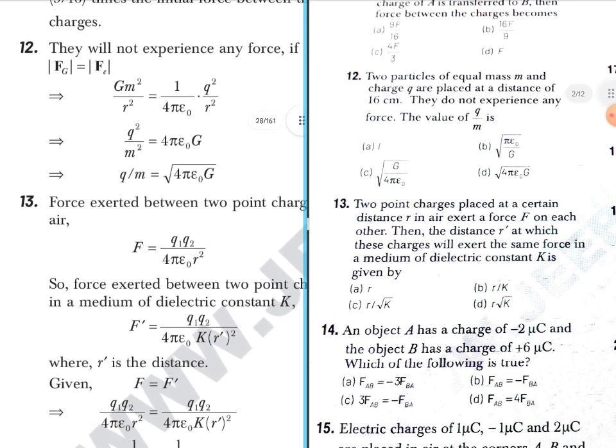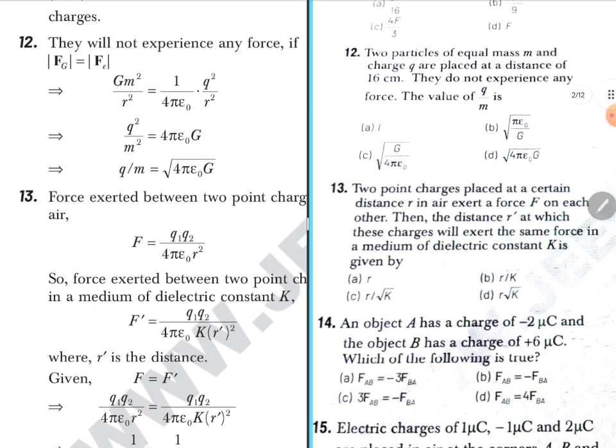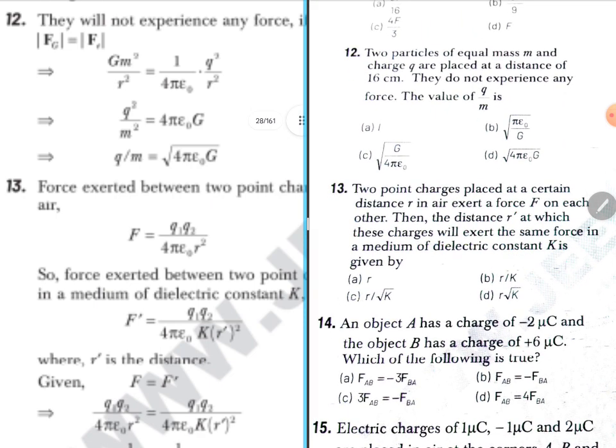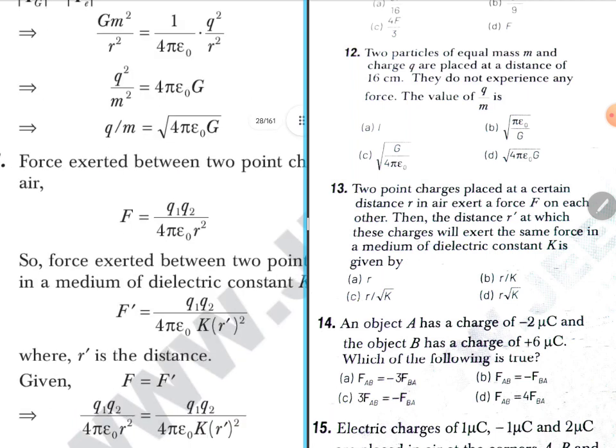2 point charges placed at a certain distance r in air experience a force F. Then what will be the distance r at which the charges will exert the same force when a medium of dielectric constant K is inserted? You know, the initial force is 1 by 4 pi epsilon Q1 Q2 by r square. The moment you place it in a dielectric medium, the epsilon naught has to be multiplied by K, where the new force will come into play.